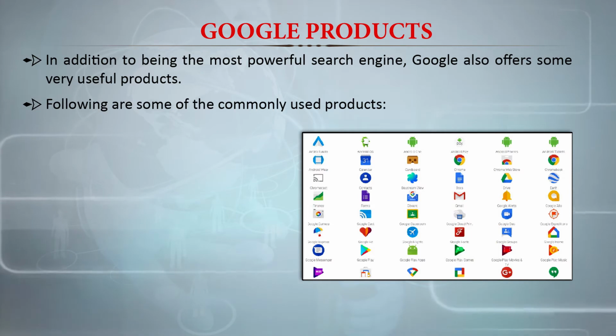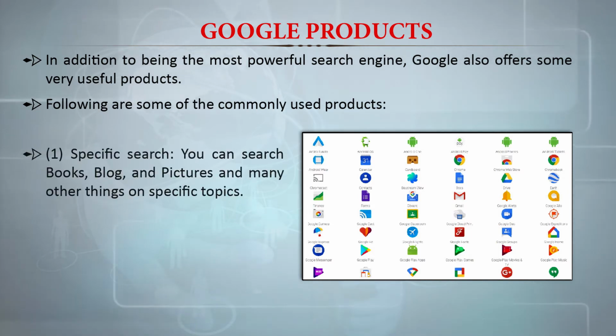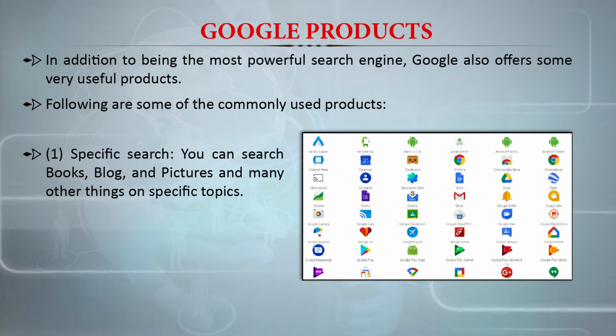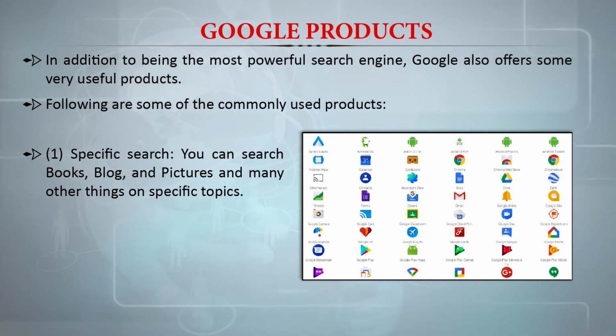Now let us consider the first one, which is called specific search. We can search books, blogs and pictures and many other things on specific topics. So you select one category and perform search only on that category. For example, if you are looking for a book, then you select that particular option, books, so that whatever you are searching for is searched against the books, and if some match is there, that particular match is displayed.